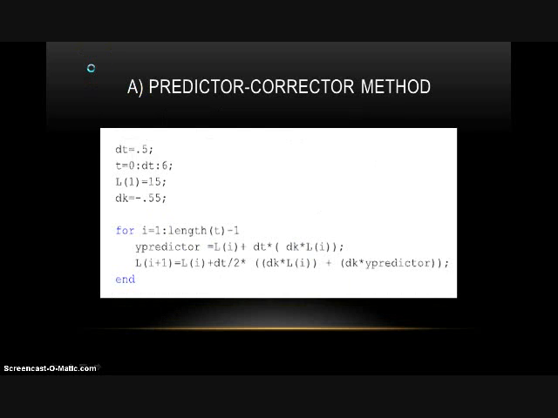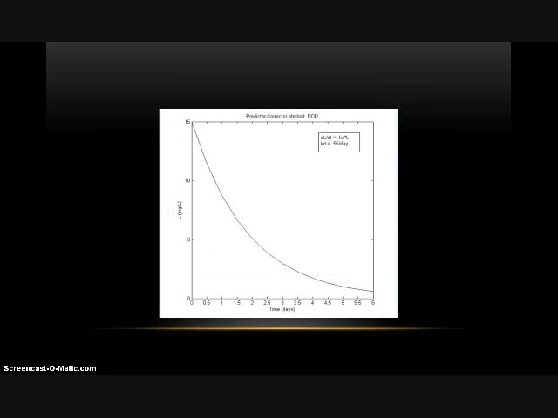Alright, now we'll move on to the predictor corrector method. Here we have the script for this method. We also use a for loop in this script as well. Next we'll move on to the graph. It looks similar to the Euler method. As previously stated, when time equals 0, L is 15 milligrams per liter.